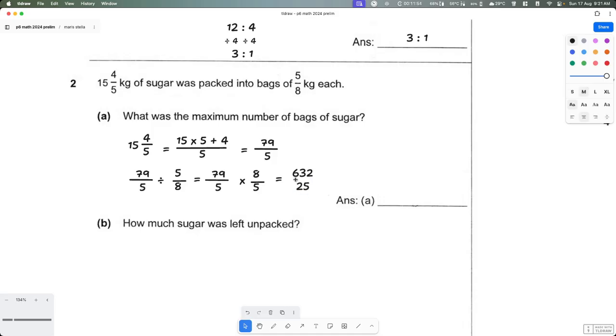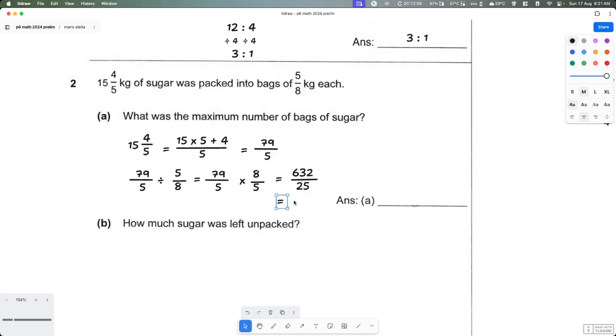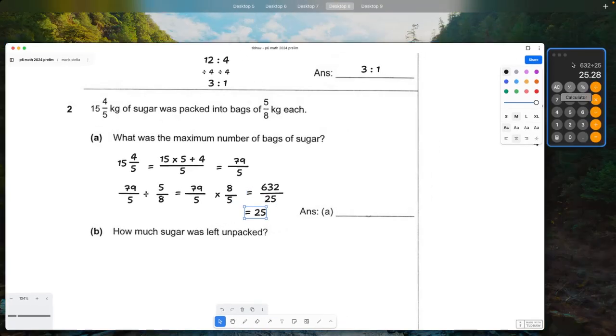5 times 5 is 25. And then we can divide 632 divided by 25. So use the calculator, divided by 25. This will give you 25, and then 0.28.